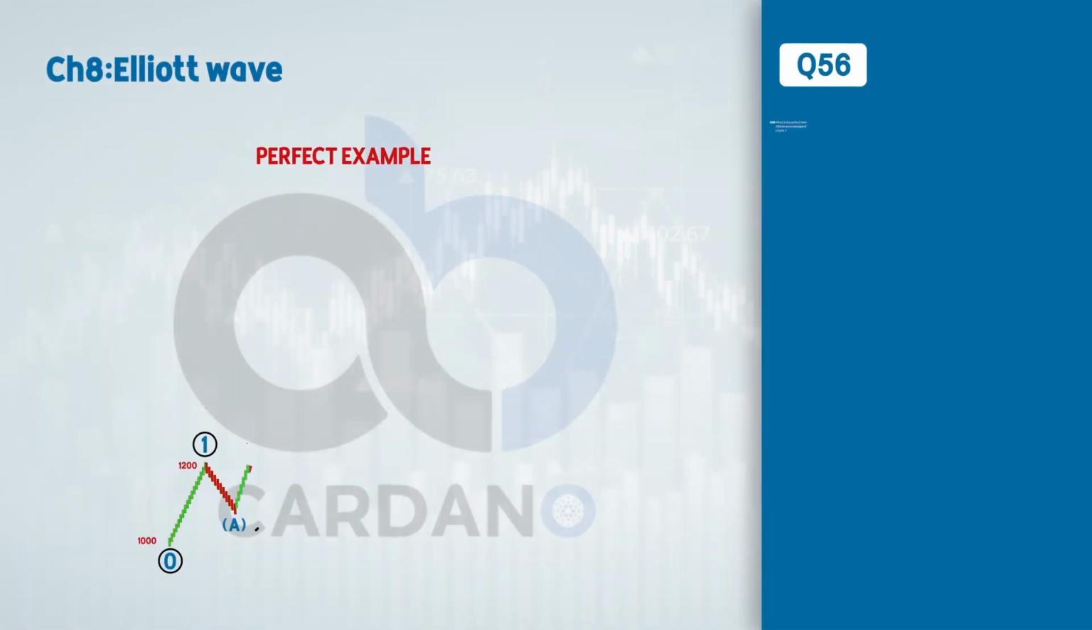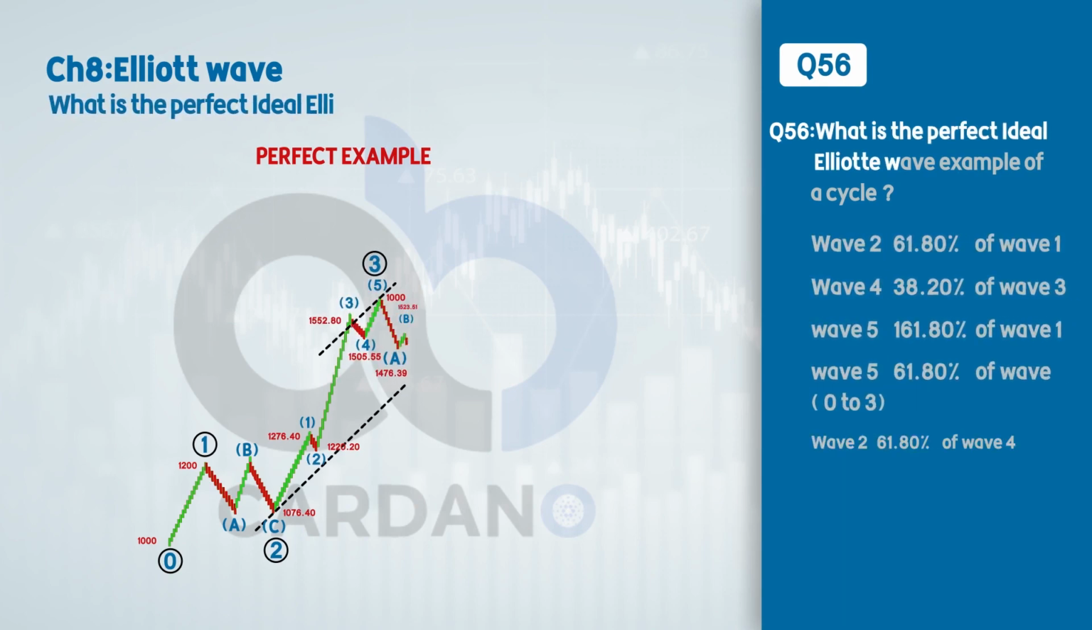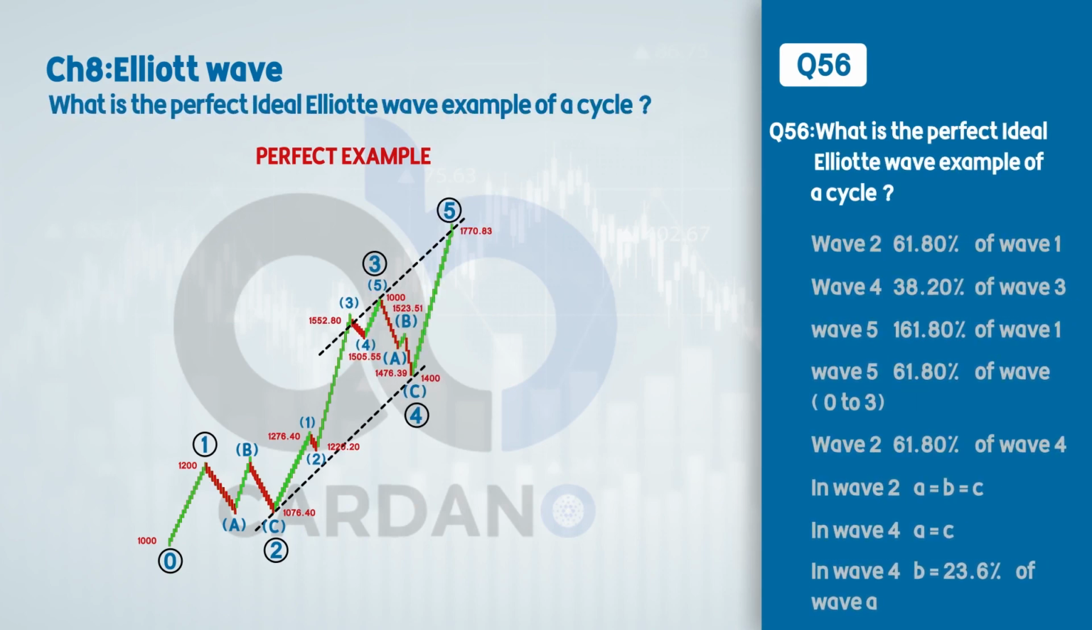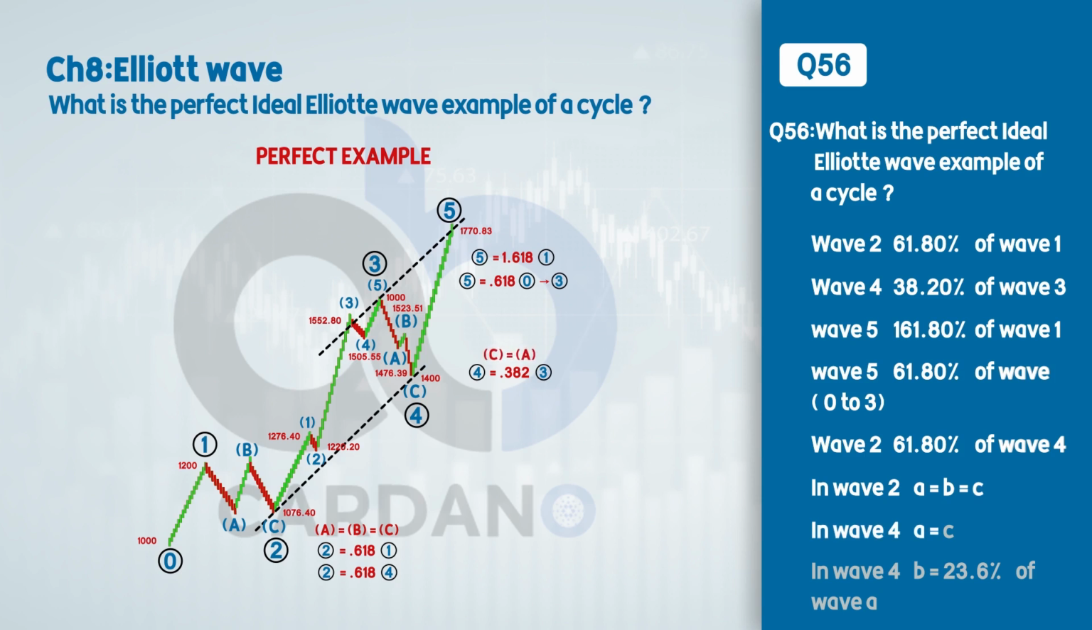And finally, question number 56. What is the perfect ideal Elliott wave example of a cycle? The answer is wave 2, 61.80% of wave 1, wave 4, 38.20% of wave 3, wave 5, 161.80% of wave 1, wave 5, 61.80% of wave 0 to 3, wave 2, 61.80% of wave 4, and in wave 2, A equal B equal C, and in wave 4, A equals C, and in wave 4, B equal 23.6% of wave A.